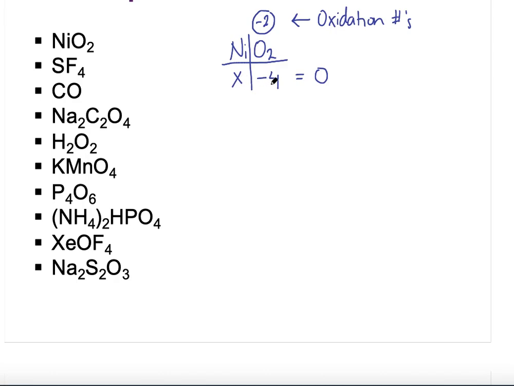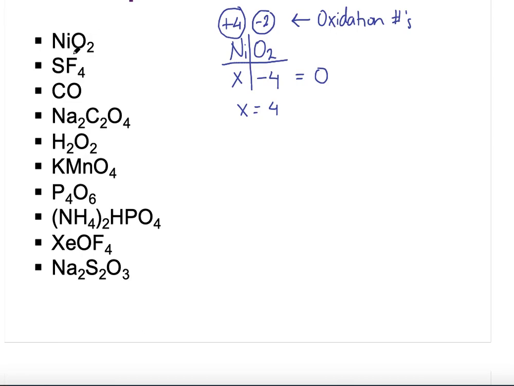So what I do is x minus 4 is equal to 0, therefore x is going to be equal to +4, and that basically becomes the oxidation number for that nickel. In this particular case, we could have also figured out the oxidation number for nickel by thinking about the charge that that nickel was taking, but it might be a little bit difficult for you to see because the oxidation number of oxygen is 2.